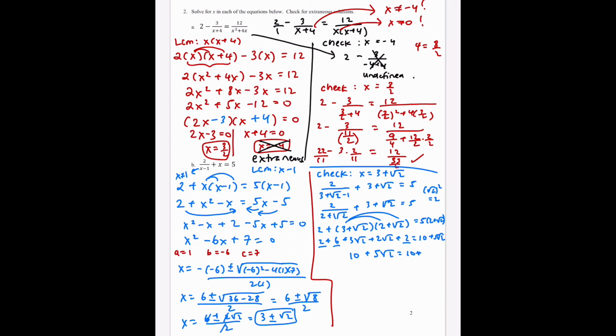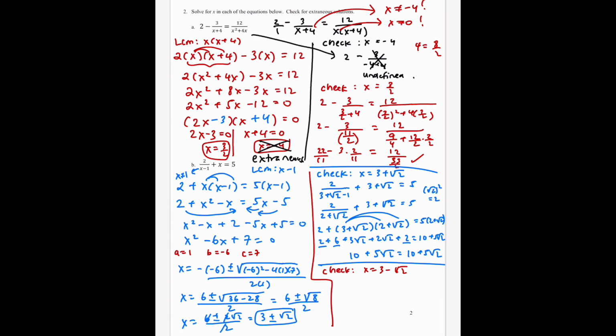So it's going to be 10 plus 5 root 2 is equal to 10 plus 5 root 2. All right, so that's that. Let's check the other one. I'll do this in red now. We'll check x is equal to 3 minus root 2.